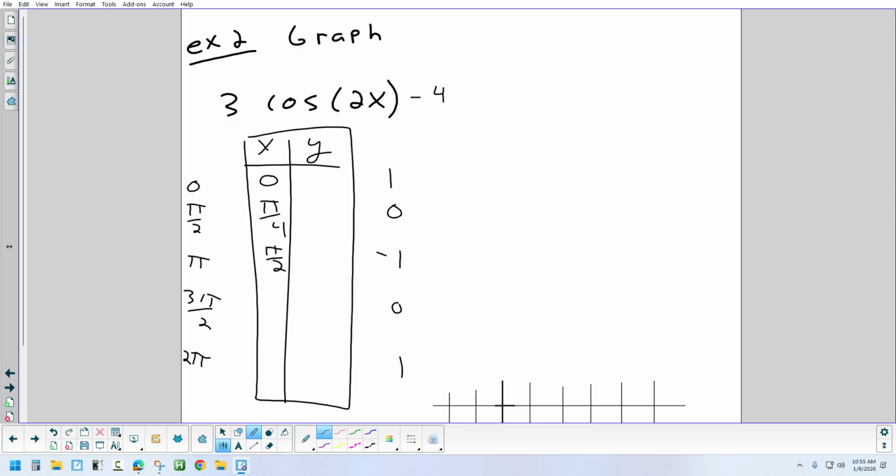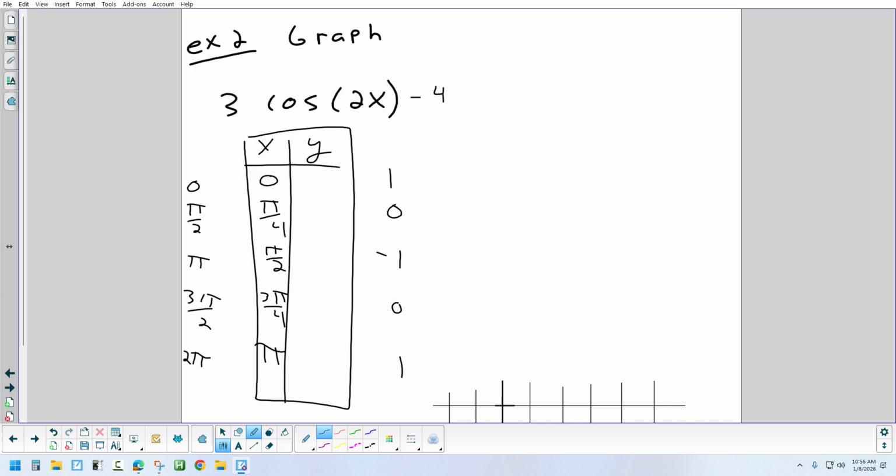Just pi over 2. What's half of 3 pi over 2? Yep. 3 pi over 4. And half of 2 pi. 1 pi. Okay, so those are the harder ones. Those are the x's. And now we got to change all the y's.